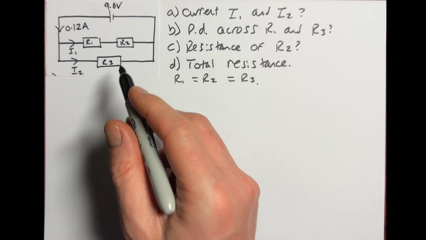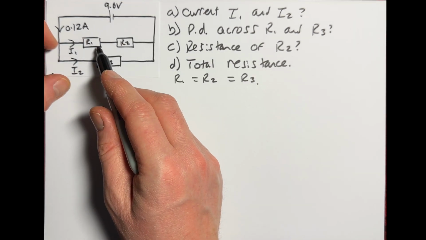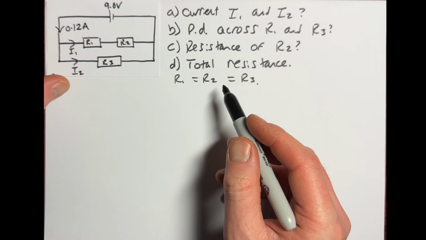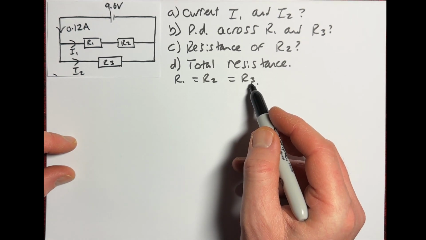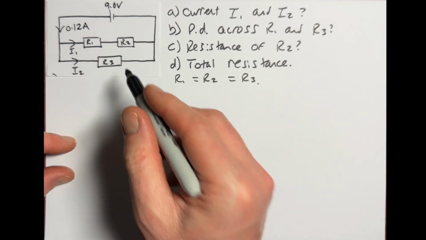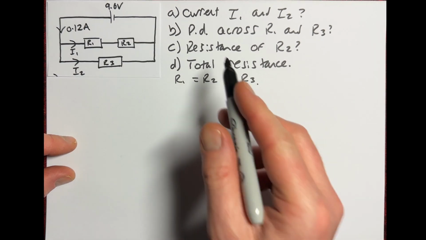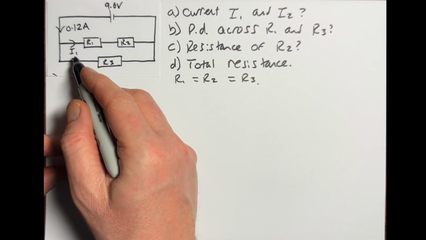Okay, so we're going to have a look at this parallel circuit. We've got three resistors, R1, R2 and R3. And we're told that R1 is equal to R2 and is also equal to R3. So these three resistors are identical to each other. So the first thing we're going to do is have a look at these two currents here, I1 and I2.